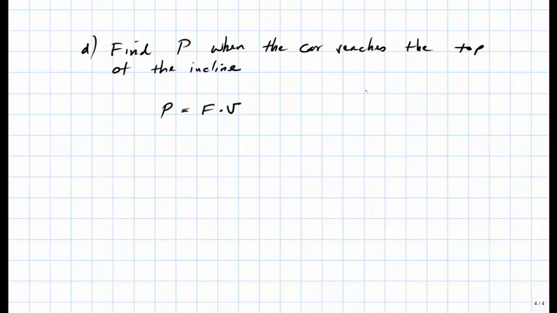Now we've already determined the force that the engine exerts, and we connected it to the fact that it equals the frictional force. So this part is resolved. However, we don't know the velocity of the car when it reaches the top of the incline, so we need to find it. And in order to find it, we'll once again rely upon the 1D motion equations. So let's take a look at those equations.